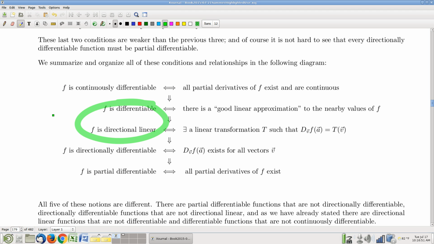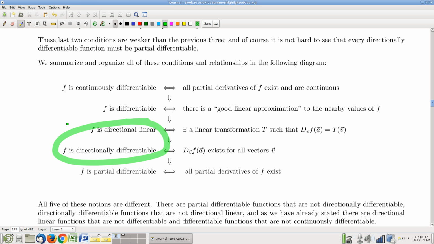There are functions that are directionally linear but not differentiable. It's really hard to come up with a counterexample here. It's subtle. If you really want to see one, come to my office hours. I'll show you, but you're not responsible for it in Math 212. This difference, I think, is important. There are functions where you can compute all the directional derivatives you want, but they just don't line up as a linear transformation. So these all exist, but there is no linear transformation that unites them.